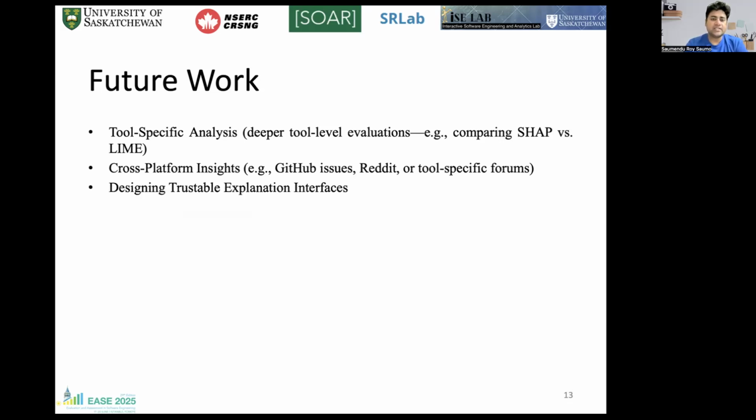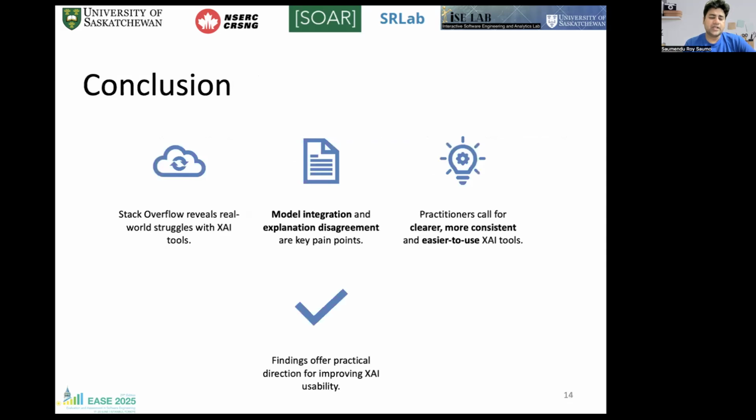And designing a trustable explanation interface, because the disagreement issues have some inconsistency problems. So we want to make a trustable explanation interface so that the developers or the users or the practitioners can trust the specific model.